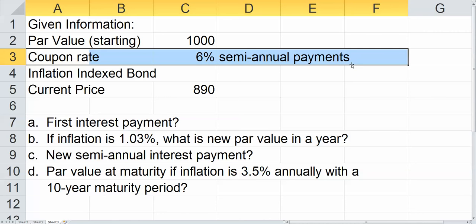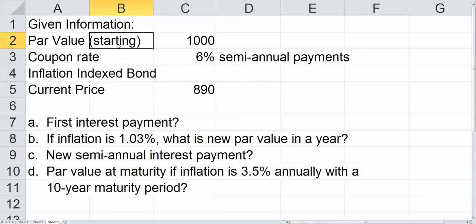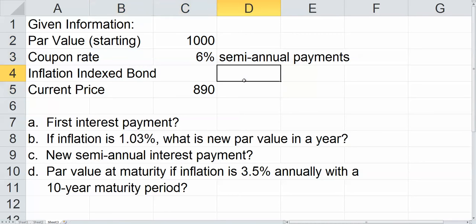The bonds also have coupon payments. In our example, the annual coupon rate is 6%, but it's paid semi-annually. And then the current price is $890. Again, these numbers don't agree with what you have in your problem. I'm just setting these numbers up for demonstration.